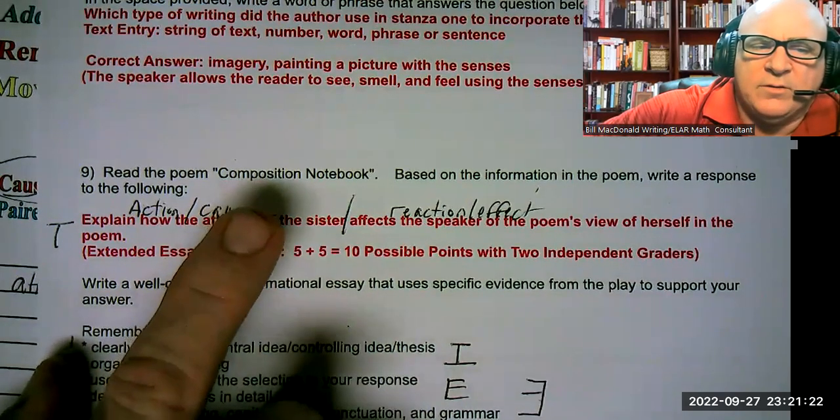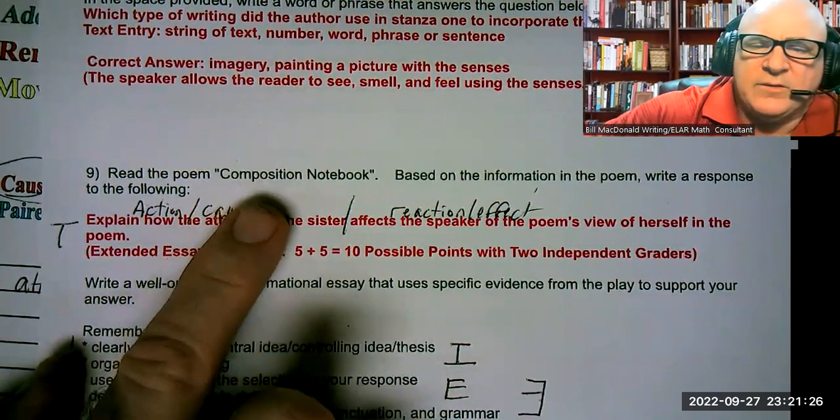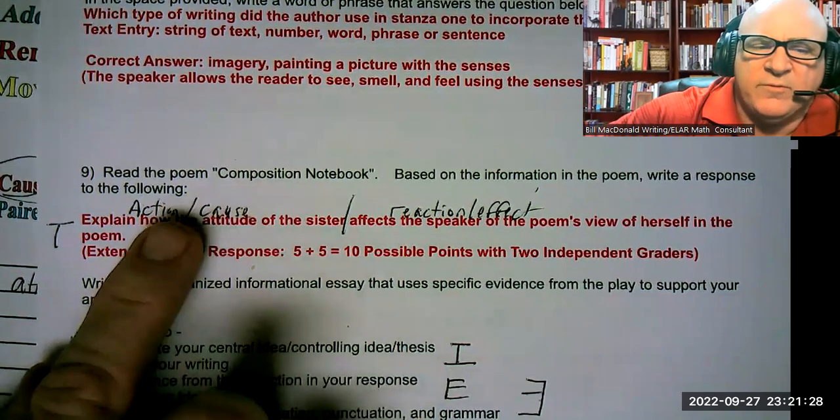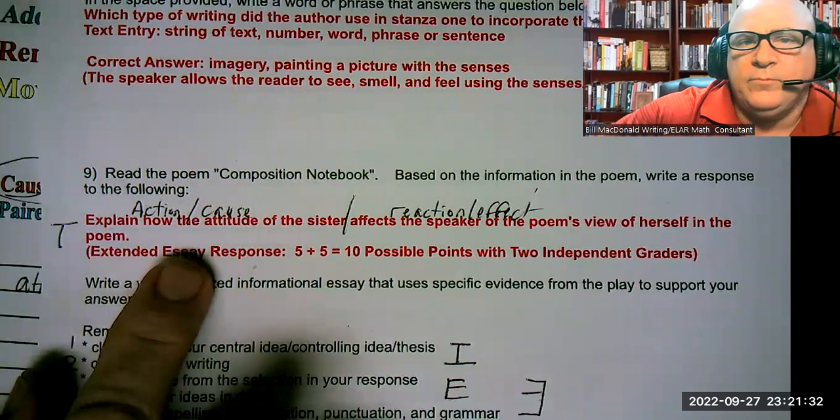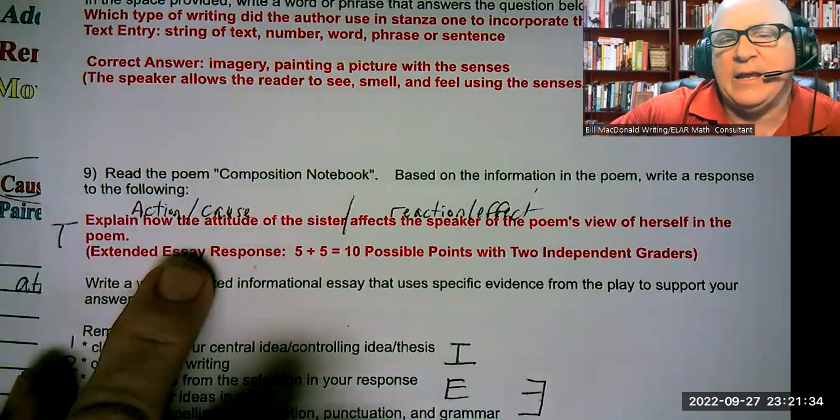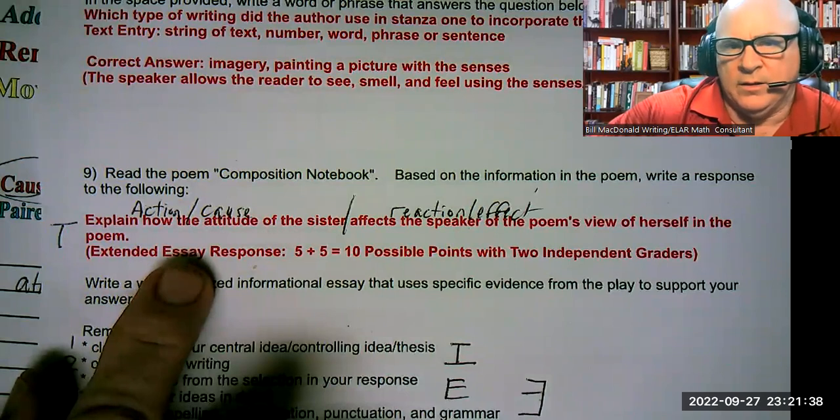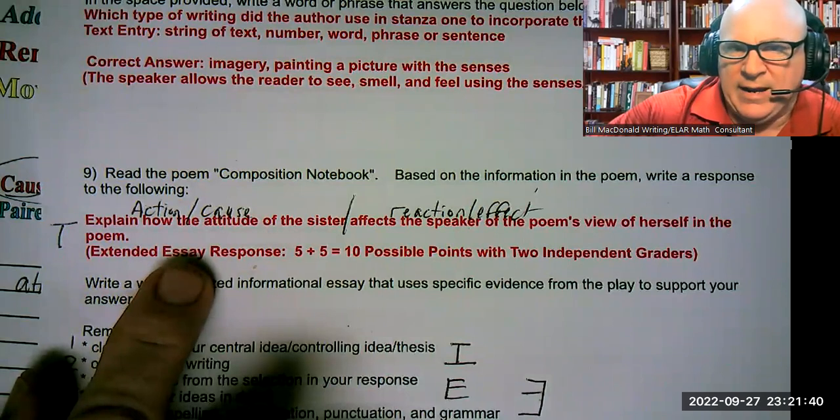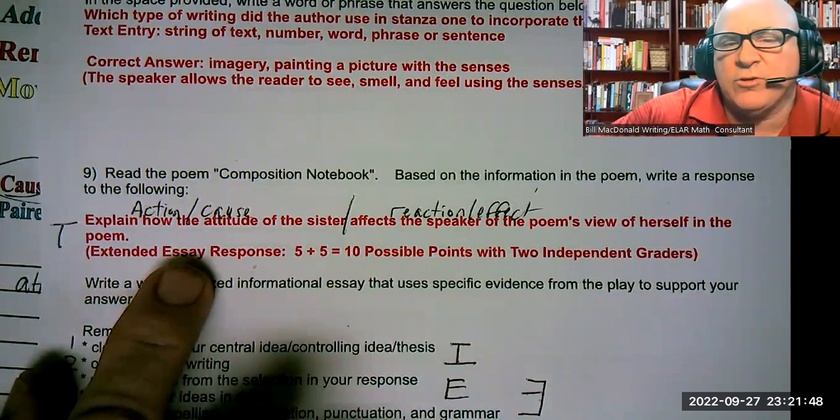So here's how it's worded. Read the poem genre, composition notebook. Based on the information in the poem, write a response to the following. And because all of the sample extended essay responses were two-part, I'm going to be trying to make as many of the ones that I give you two-part as well through the end of this CREST training.